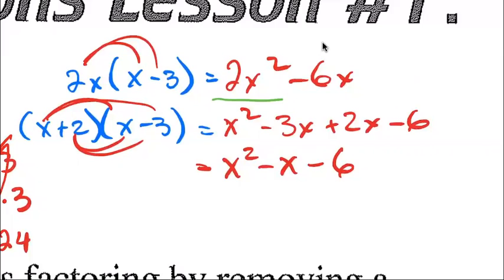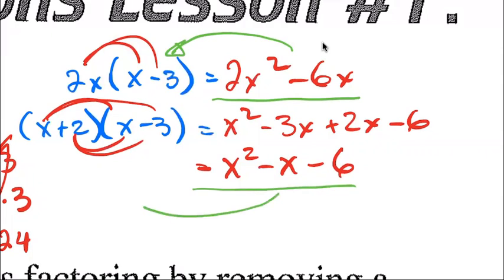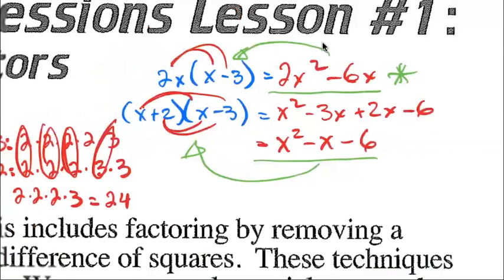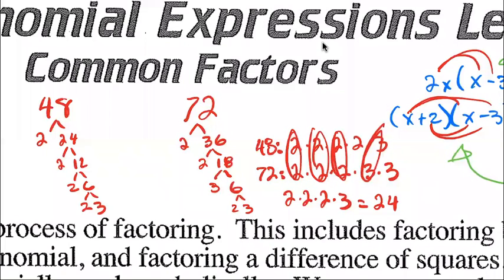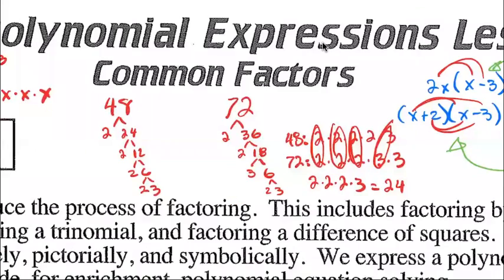So taking our polynomial looks like this and turning it back into this, or a polynomial that looks like this and turning it back into this. Today's lesson focuses in on monomials times polynomials, or really monomials times binomials. I did a quick review on how to find the greatest common factor using prime factorization, because that could be key for some people.